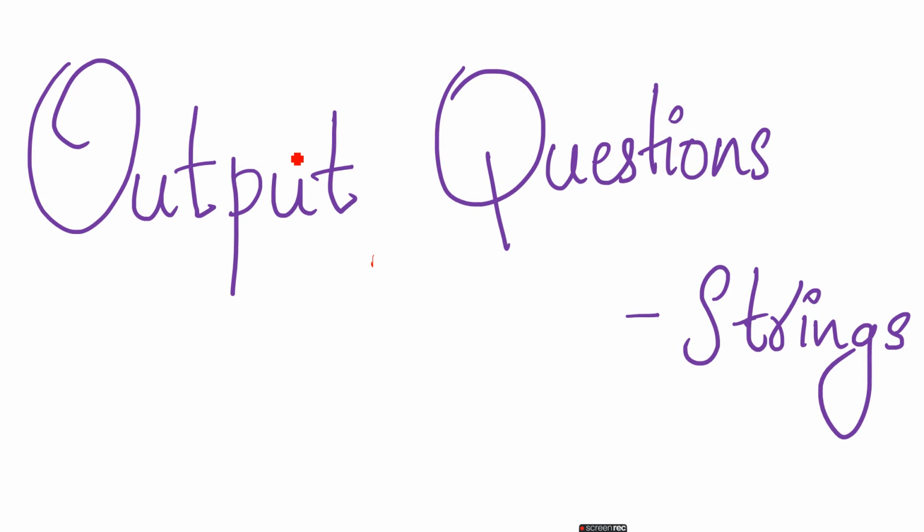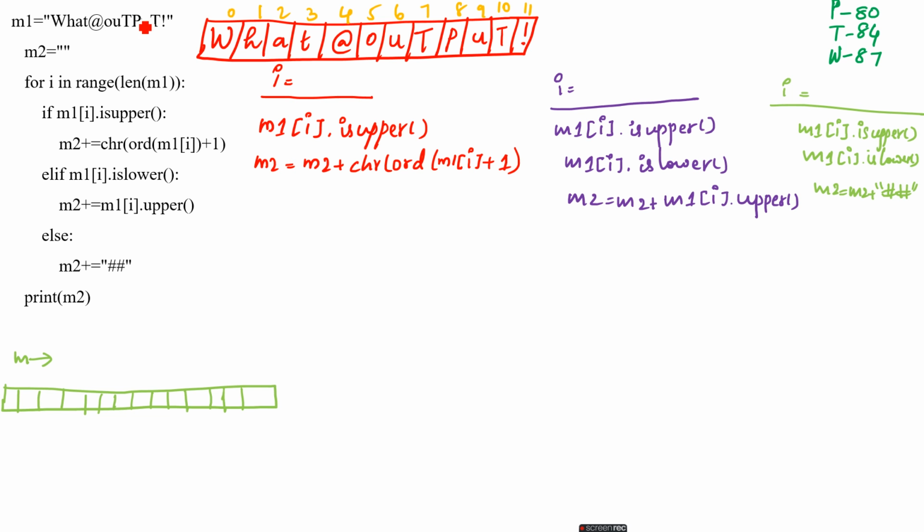Another output question in this video. The question is M1 equal to what @ output. The string has the cases: capital W, small letter h, a, t, @, o, u, capital T, capital P, and small letter u, t, and an exclamation mark. After that we have to give the index value.